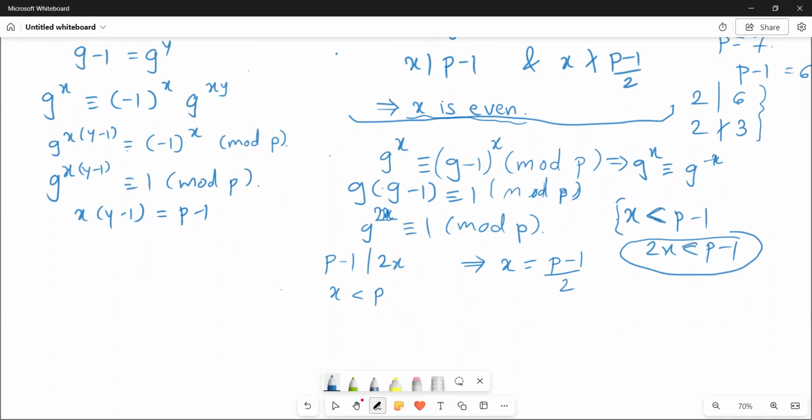So, okay, if x is strictly less than p minus 1, then that means 2x is also strictly less than 2 times p minus 1. And we know p minus 1 divides 2x. So that means x has to be p minus 1 by 2. Right? But we know that x is even, and here we got an odd number, so it's a contradiction. And so this implies x is equal to p minus 1. Yeah, I think now we are done.